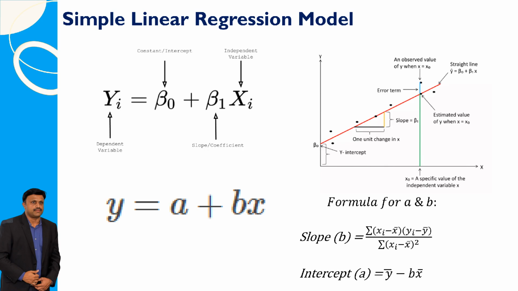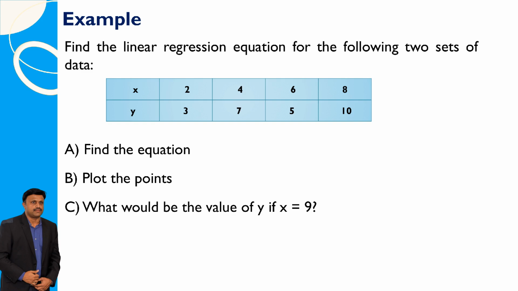The simple linear regression model is a statistical technique used to examine the relationship between two variables by fitting a linear equation to the data. It helps in predicting the value of one variable based on the value of another by establishing a straight line relationship between them. To find the linear regression equation for the given data sets, start by determining the equation of the line that best fits the data points. This involves calculating the slope and intercept to form the equation y equals bx plus a. Next, plot the data points on a graph to visualize the relationship. Finally, use the regression equation to predict the value of y when x equals 9.